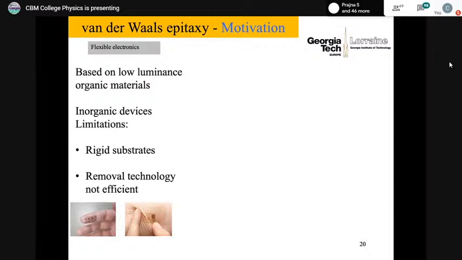My active layers are micron thick, but I have few hundred micron thick substrates. Because of the presence of these few hundred micron thick substrates, I cannot use them for flexible electronics. I want to remove these, and I can use a lot of technology. I can etch these substrates off, or I can use a laser lift off technology for that.